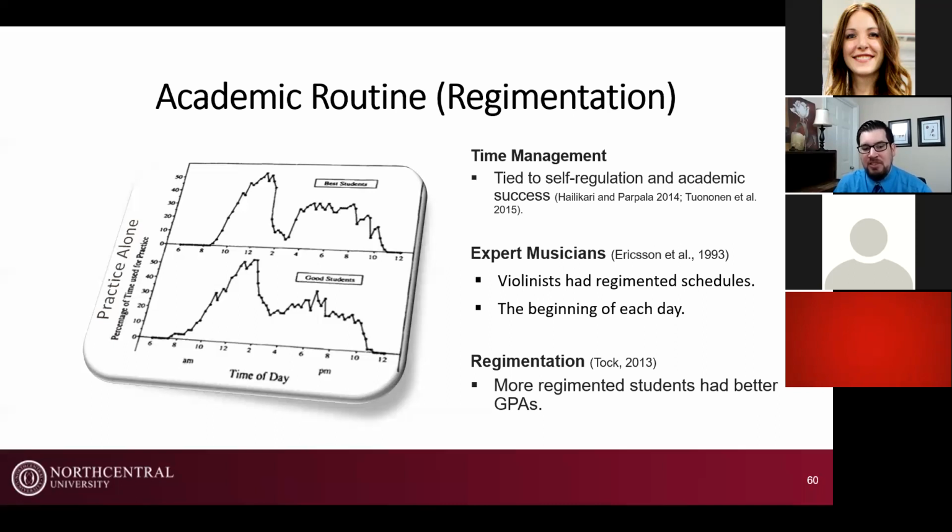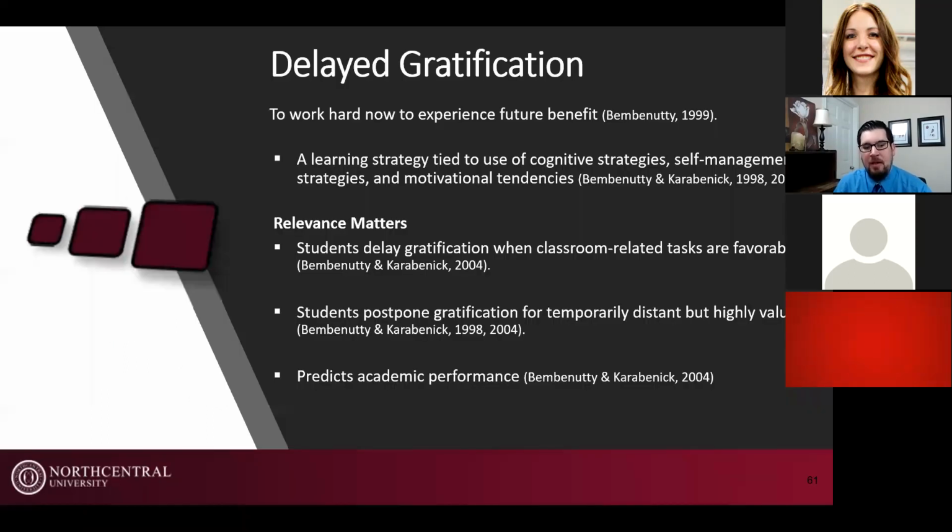His regimented students set up a time when no distractions were present, were more likely to study in the morning, and used spaced study versus cramming. Delayed gratification or front-loading refers to working hard now to experience future benefit. It is a learning strategy tied to the use of cognitive strategies, self-management strategies, and motivational tendencies.